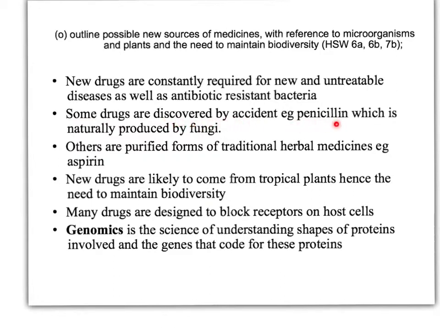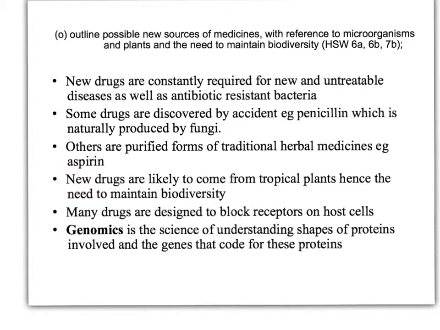So the great story about Fleming and his penicillin, found from his fungi growing on his plates back in the late 20s, is an example of where a naturally living organism has produced a phenomenally valuable drug. Other drugs that we've talked about in previous slides, like the streptomycin drug, which used to be the most effective antibiotic against TB, again was isolated from living microorganisms. Other drugs can be purified from traditional herbal medicines. Aspirin was an example of that.